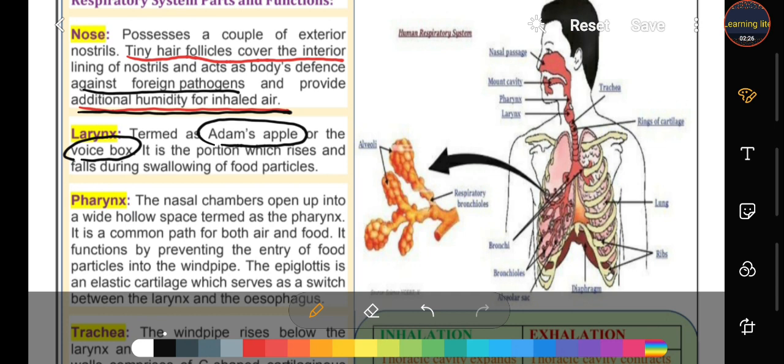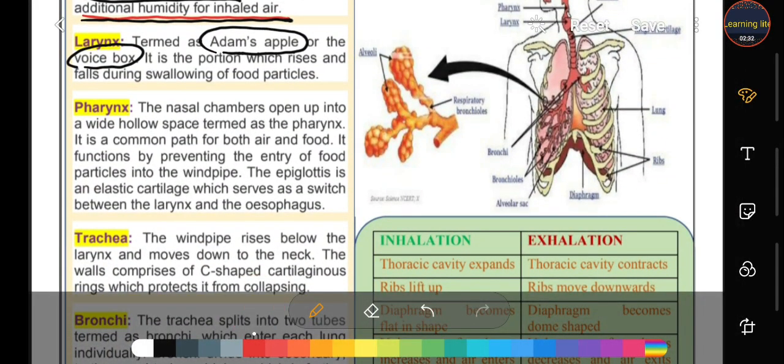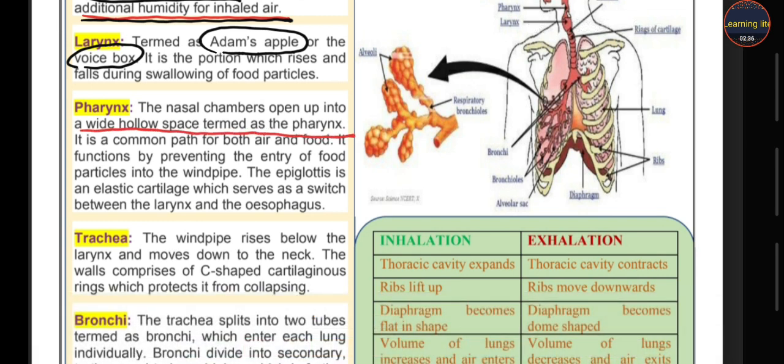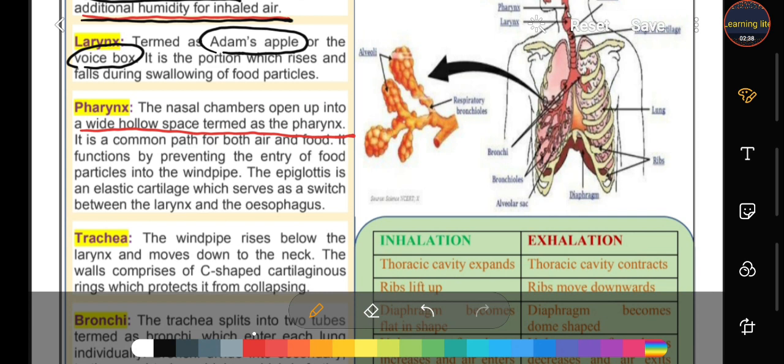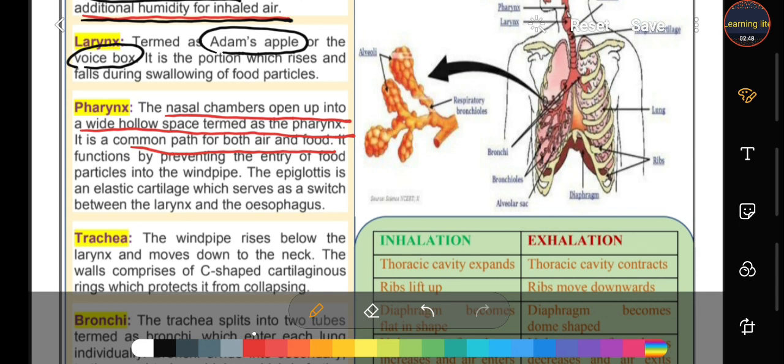After the larynx, there is a part that is called the pharynx. The nasal chambers open into a wide hollow space termed the pharynx. So students, when the air enters through the nostril, it gets filtered and then reaches the pharynx. It is a common path, students, for both air and food. The pharynx is a common path from where air and food get passed.